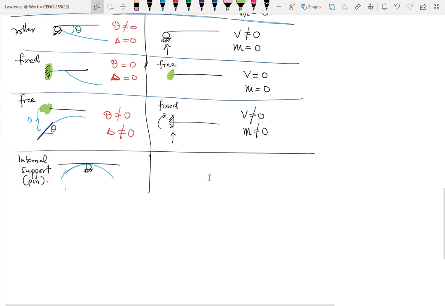Okay, good. So here it means that you have slopes, so there'll be theta and theta. They'll mostly be the same. So it means that our theta here is not equal to 0, but our deflection here is 0.